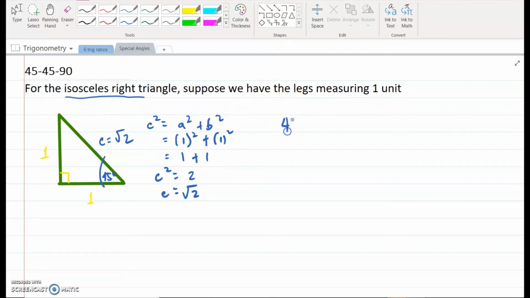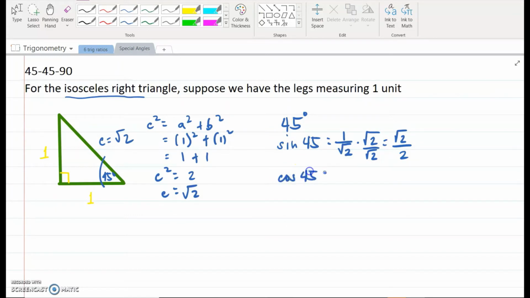Now let us get the trigonometric ratios for 45 degrees. Start with sine 45. So sine 45 is opposite over hypotenuse. So that's 1 over square root of 2. Since the denominator is a radical, we have to rationalize by multiplying both the numerator and denominator by square root of 2. So 1 times square root of 2 is square root of 2. Square root of 2 times square root of 2 is square root of 4, or 2. So sine 45 is square root of 2 over 2.